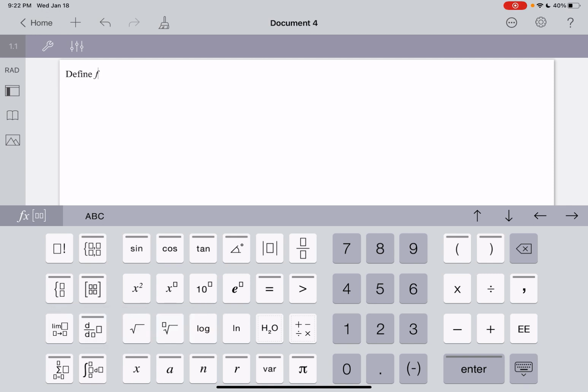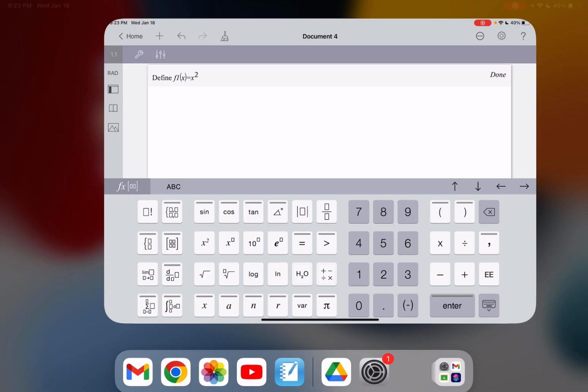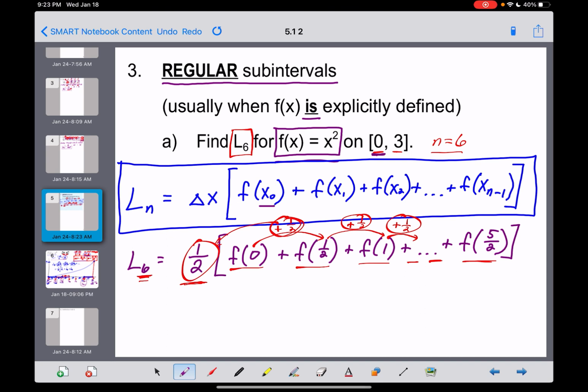The first thing I would do here, guys, on every problem is define the function that we're talking about. So I'm going to define f1 of x to equal the function in question, which in this problem is just a nice simple x squared. That's what we've got. And now from here, the great thing about the Inspire CAS is that it understands mathematical notation. So I can type in exactly what we have written down on our paper. I can start with a 1/2 and then use a big set of brackets to add up the heights of all of those rectangles.